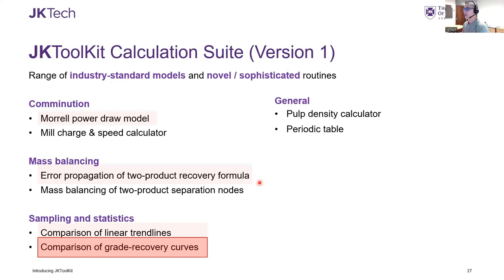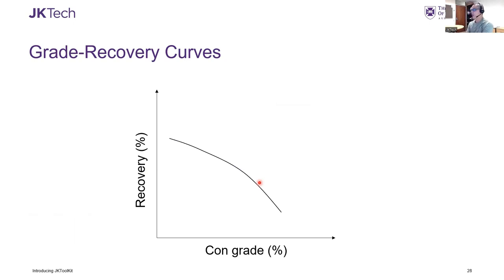The final tool that I'll cover today is one that streamlines best practice comparisons of two grade-recovery curves. It's very common to represent flotation performance in terms of the trade-off between increase in recovery versus the corresponding decline in concentrate grade. And frequently in process improvement initiatives, a curve representing baseline conditions is compared against a new curve. This new curve might correspond to conditions of a trial of some sort. So this could be a trial of a new reagent, a new piece of equipment, a new process control strategy. It could be whatever.